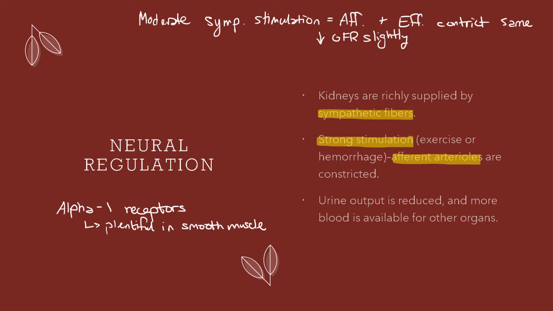Now, lowering renal blood flow has two consequences. First one is that urine output is going to be decreased or reduced. This does help to conserve overall blood volume. But this also allows for greater blood flow to other body tissues. So these are consequences of lowering renal blood flow, not necessarily bad consequences, but just consequences of decreasing renal blood flow.